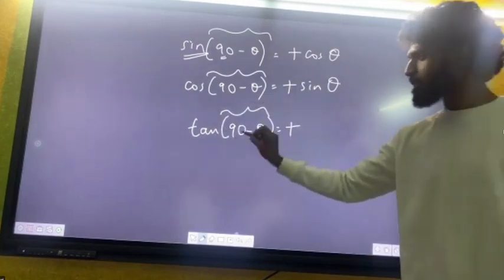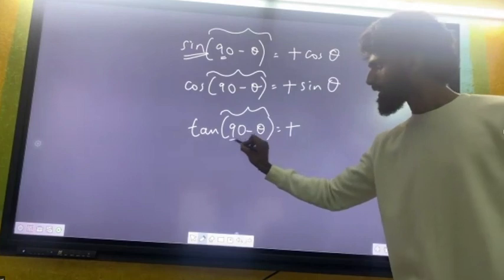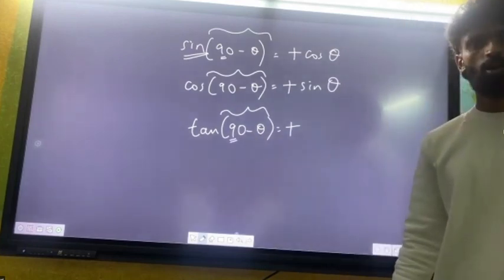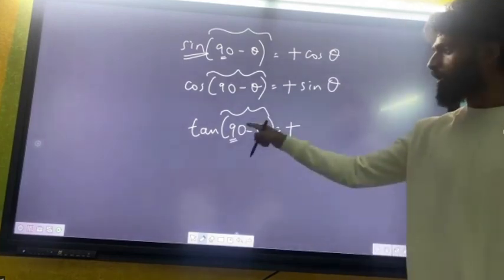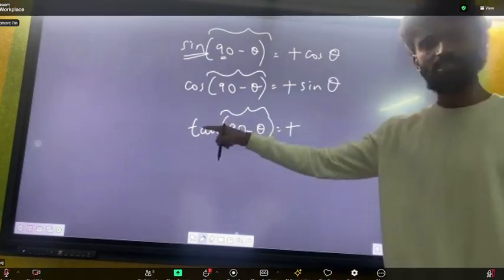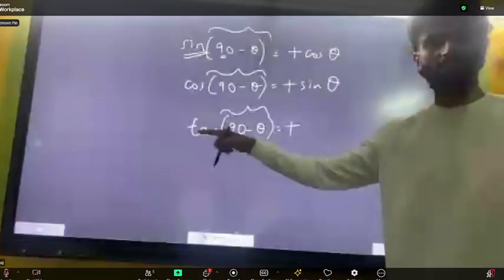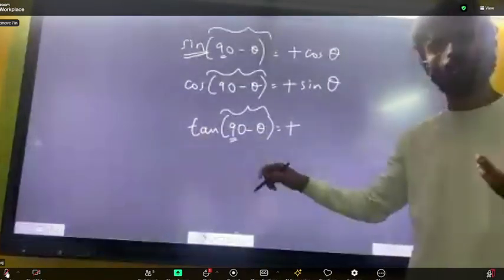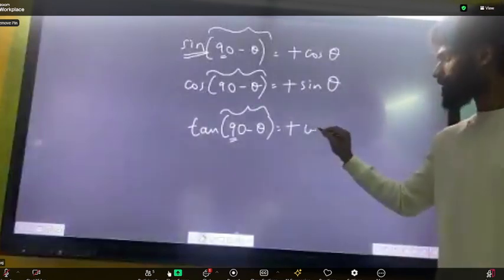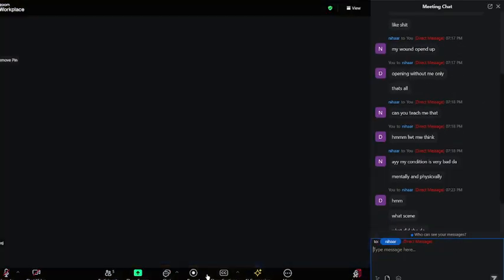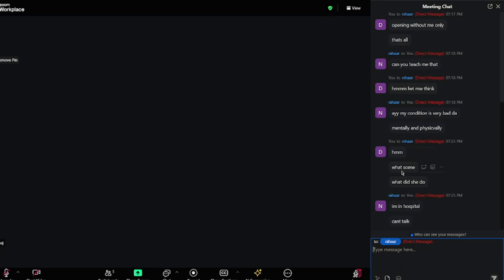Go back inside the bracket. 90 minus theta, odd number, so tan changes to what? Cot. Got that?